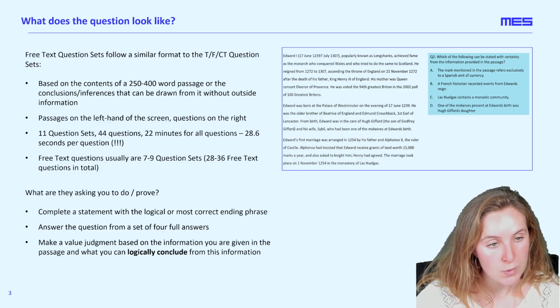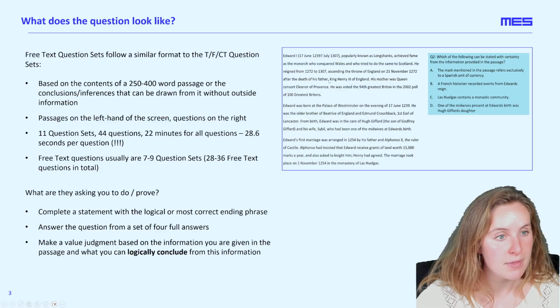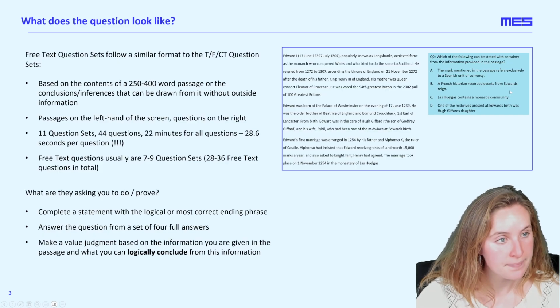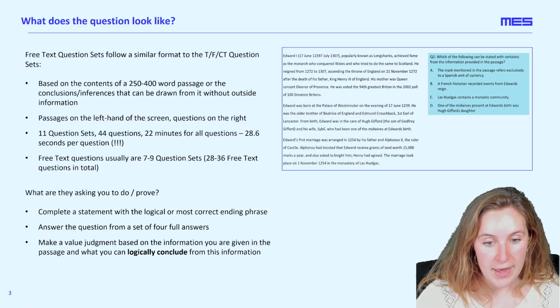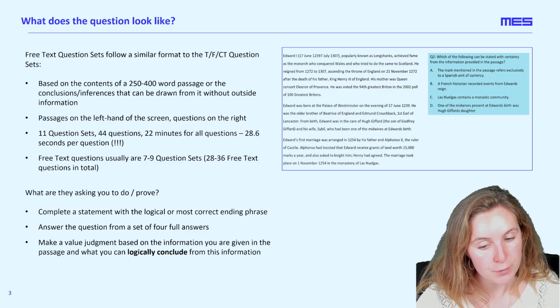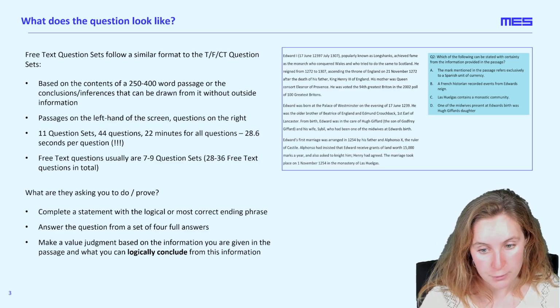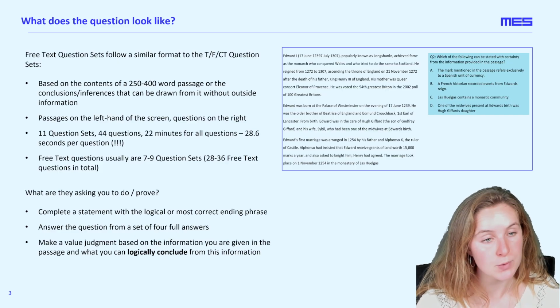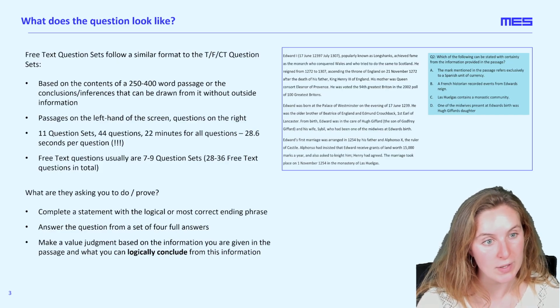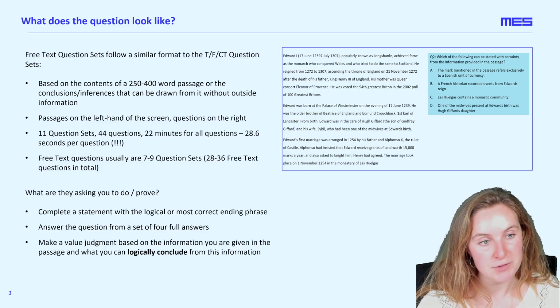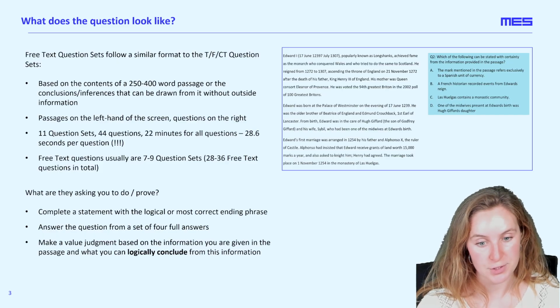The setup of each question is the same on this computer-based exam. The left-hand side of the screen is your passage, and the right-hand side of the screen is your question. There are 11 question sets, so 44 questions in total, 22 minutes in total for all of the questions, and only 28.6 seconds per question. So there is not a lot of time to complete this section, which means we have to use our time really wisely in how we tackle these questions.